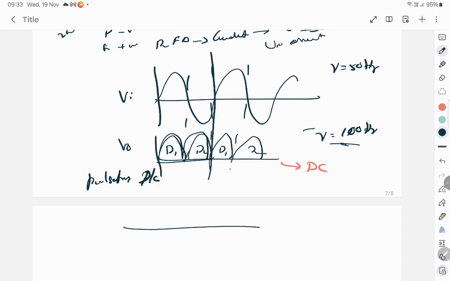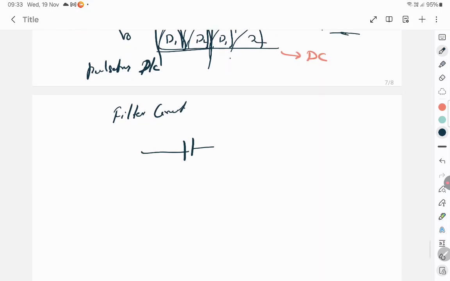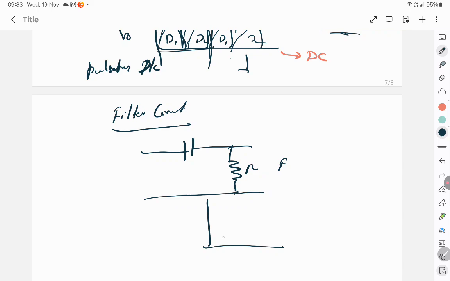Is it steady? No. So in order to convert a pulsating DC into a steady DC, you have to pass it into a filter circuit, which consists of a capacitor and also a resistor, which is like this. This is called a filter circuit. The filter circuit converts a pulsating DC into a steady DC. This is how the filter circuit works.